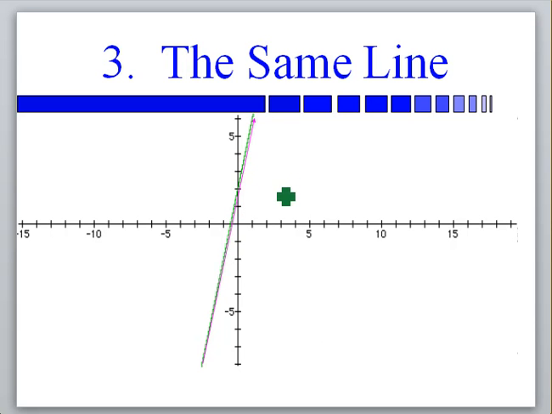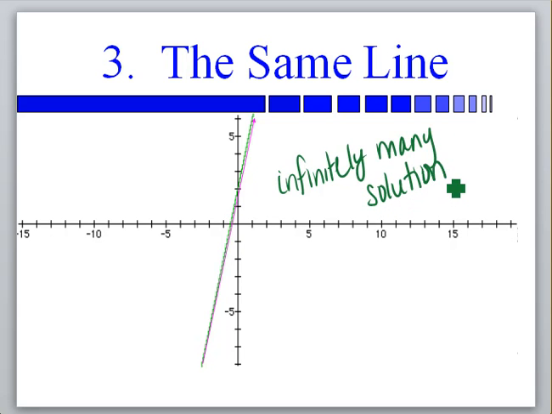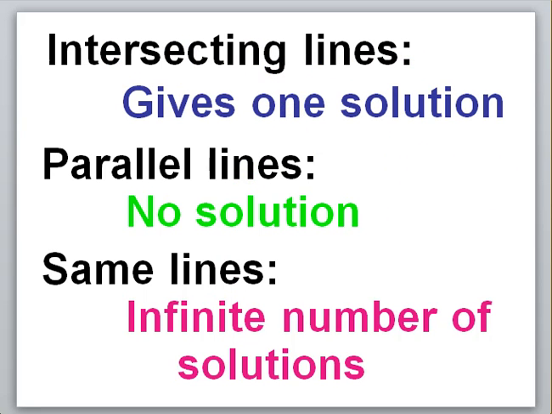The type of answer we would put here is infinitely many solutions. So on this type of problem, we would have infinitely many solutions, meaning it intersects everywhere, so we don't even know how many solutions there are. There's infinitely many. So in a review or synopsis of what I just said, if you have intersecting lines, you have one solution. If you have parallel lines, you have no solution. And if you have the same lines, you have infinitely many solutions.